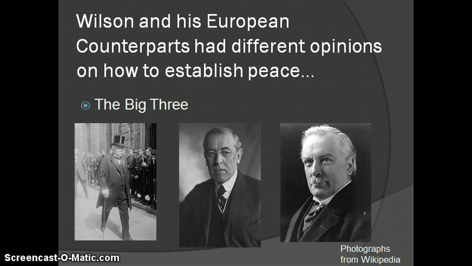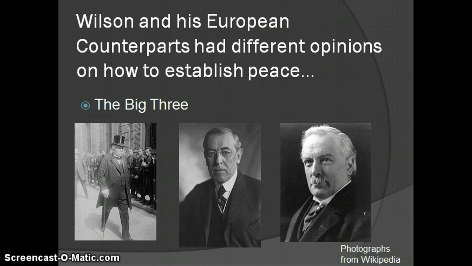The Big Three is what they were called, and their names were Clemenceau, he's on the left, Woodrow Wilson, who's in the center, and David Lloyd George from Britain, who's on the right, and Clemenceau was from France. These were the three who were driving the peace negotiations because, as we previously mentioned, the Allied forces won the war. When you win the war, you usually get to set the peace terms. And so these three were considered the most powerful in the peace negotiations.